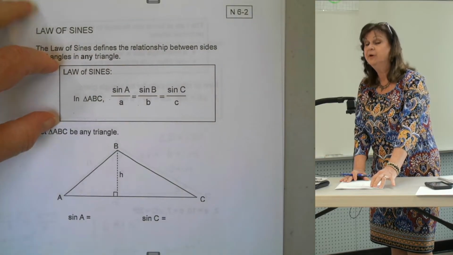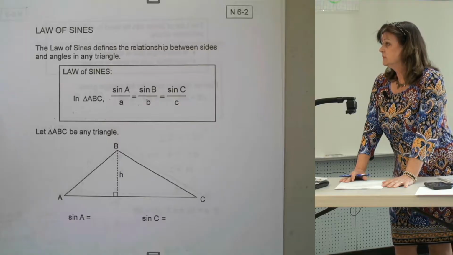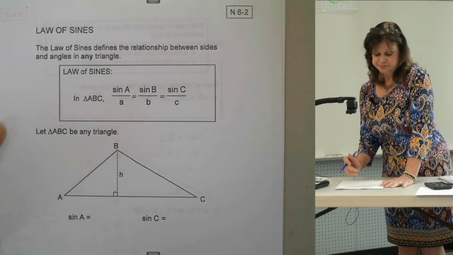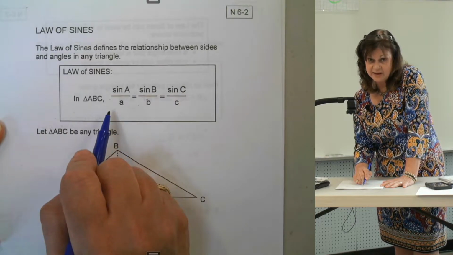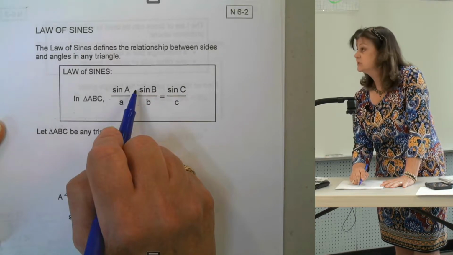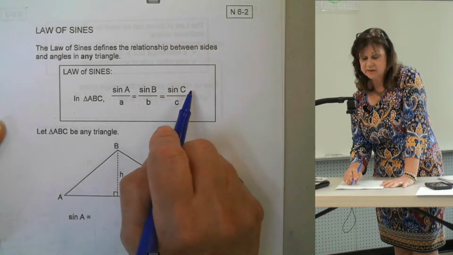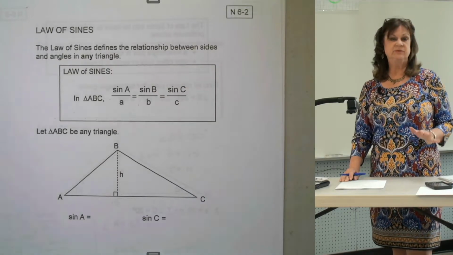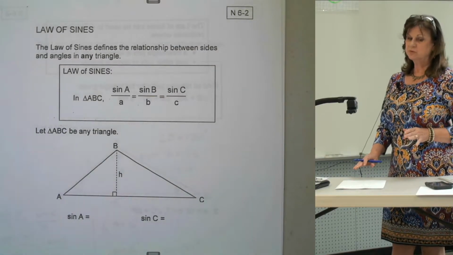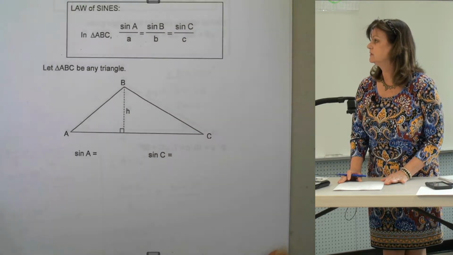And of course, the information here is in the box in the center, so definitely you need to memorize this. The relationship between sides and angles: the sine of angle A over the length of A is equal to the sine of angle B over the length of B is equal to the sine of angle C over the length of C. And again, please don't try this with a right triangle. It's not going to work. It has to be a triangle that's not a right triangle. So let's just jump down into it.